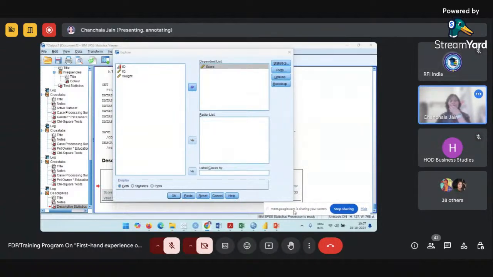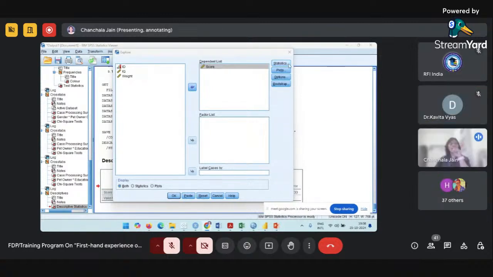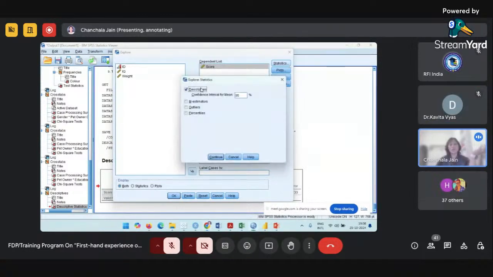I hope it is done. I hope everyone has located this option. Yes, ma'am. Now, once you click on Statistics, I think this is the default option. At the 95% confidence interval of mean, you will go with the descriptive statistics. That means your level of significance is 5%, right? So click on Continue.